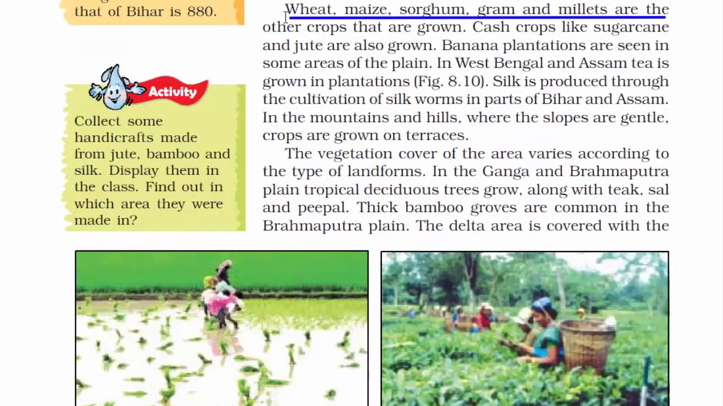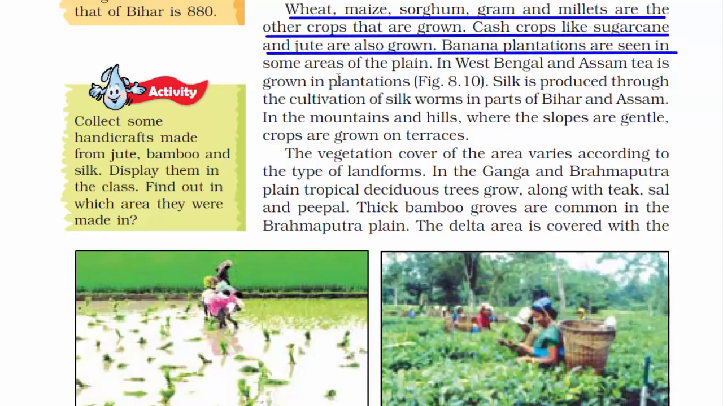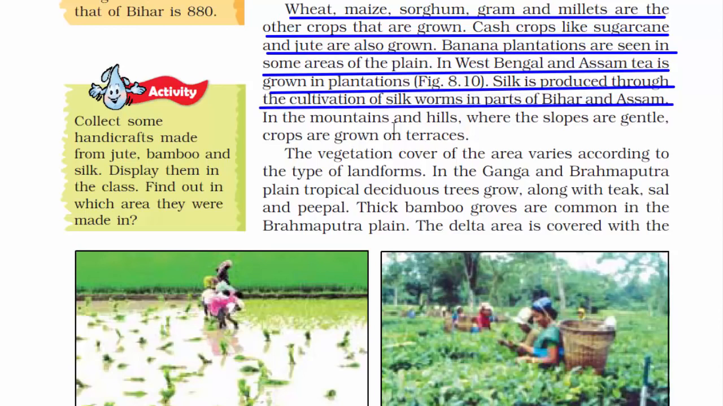Wheat, maize, sorghum, gram and millets are the other crops that are grown. Cash crops like sugarcane and jute are also grown. Banana plantations are seen in some areas of the plain. In West Bengal and Assam, tea is grown in plantations. Silk is produced through the cultivation of silkworms in parts of Bihar and Assam. In the mountains and hills, where the slopes are gentle, crops are grown on terraces.